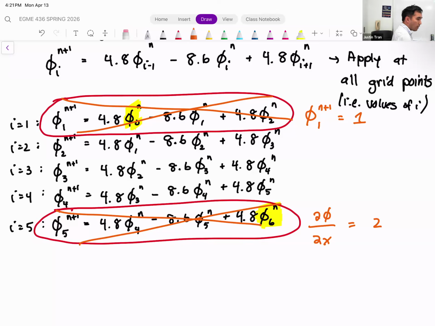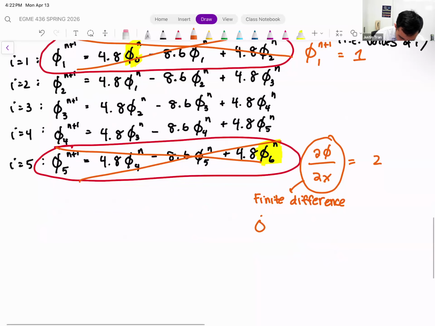But of course, we can't just apply a derivative just like that. We do need to apply finite differences here. So let's do a finite difference approximation for this. Essentially, we're going to be performing a backward difference scheme here because we need to involve I equal to 5 and the neighboring node, 4. So we apply finite difference here: phi 5 minus phi 4 divided by delta x is equal to 2.